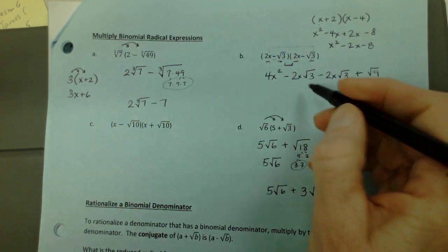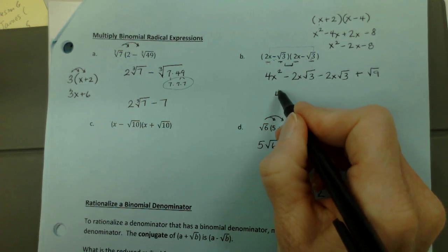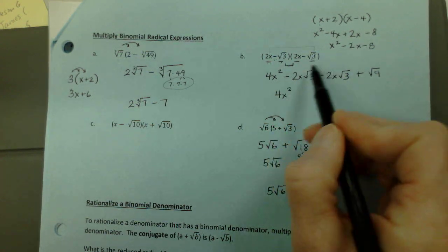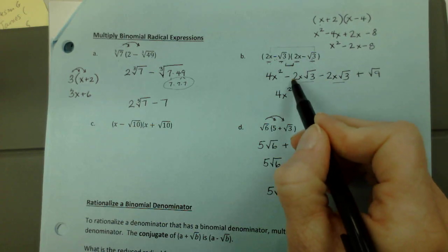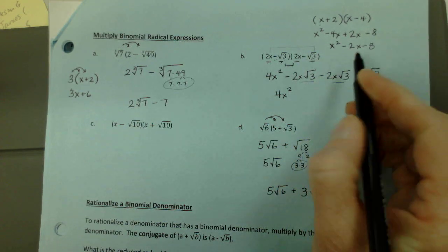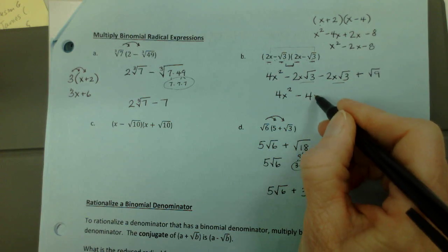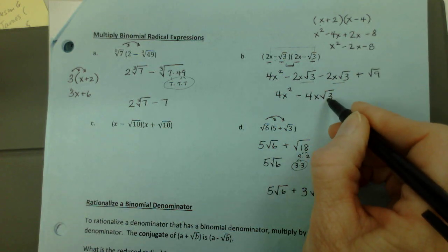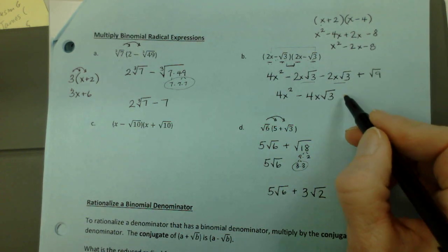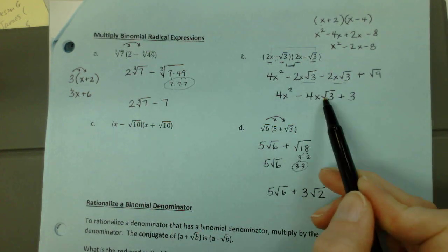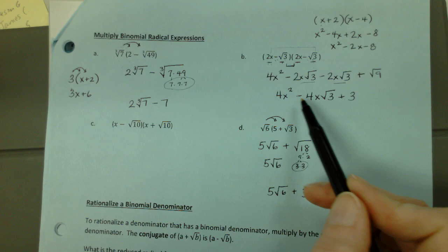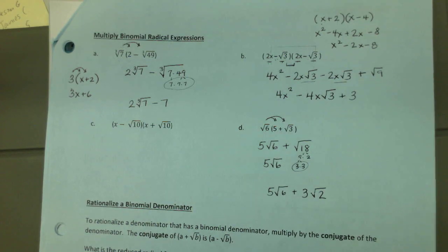And now we're going to simplify. 4x squared, that doesn't simplify. There's nothing I can do with that. But I've got like radicals here. They're both square roots of 3. So negative 2x minus 2x would be a negative 4x square root of 3. And then the square root of 9 is 3. Is there anything that's a like term that you could combine? And the answer is no. We just leave our answer just like that.